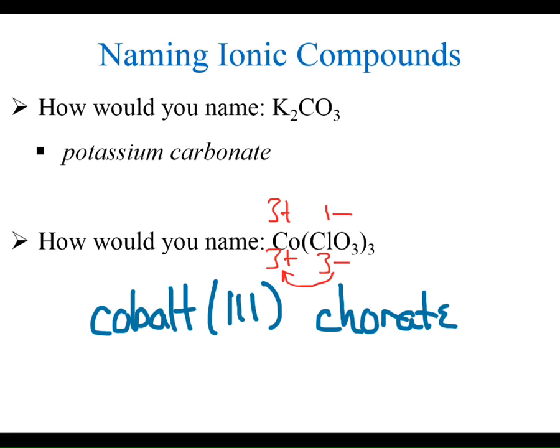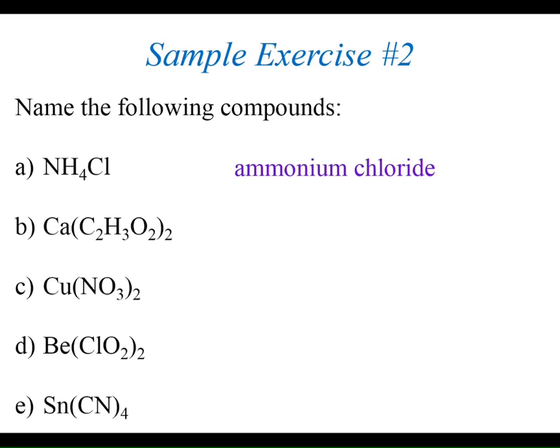Roman numeral 3. Cobalt 3 chlorate. So we can always figure out the charge on the cation by knowing what the charge on the anion is. This is why I asked you 2 weeks ago to start learning these, because it's going to give you a nice heads up here. Okay, so let's look. Get out your handout, and I'll do the first 5 again with you. Then you guys can try the next 5.